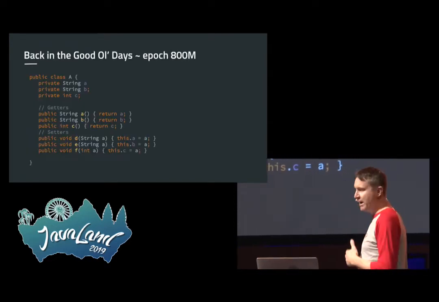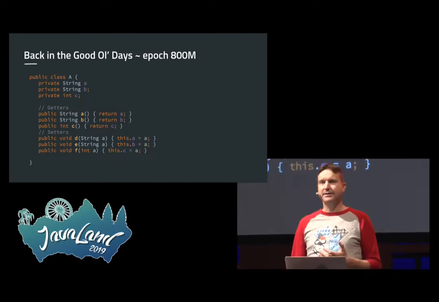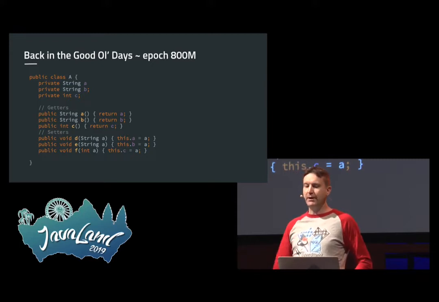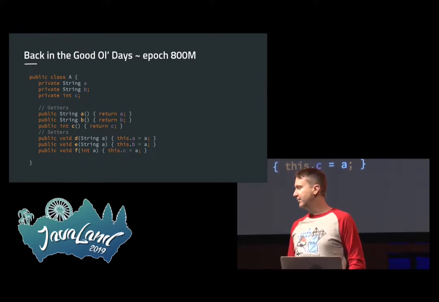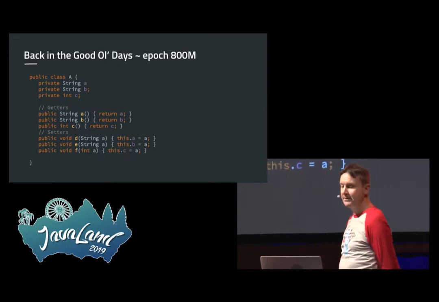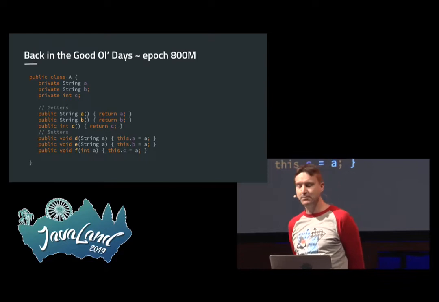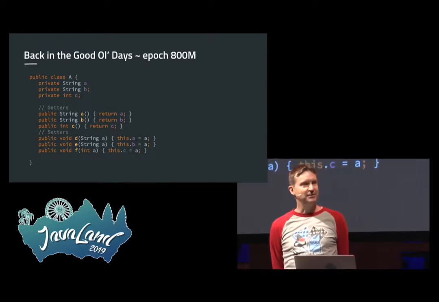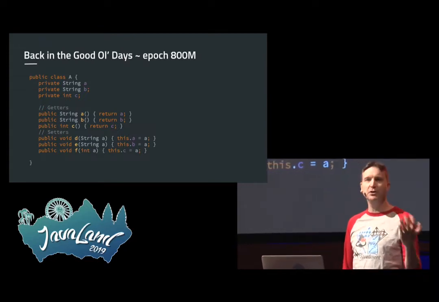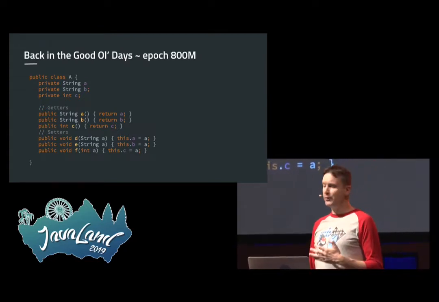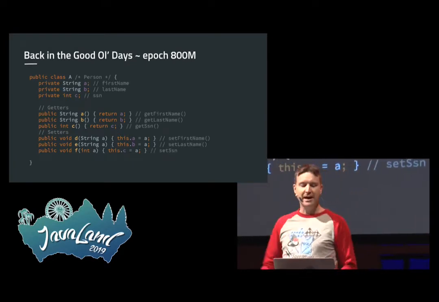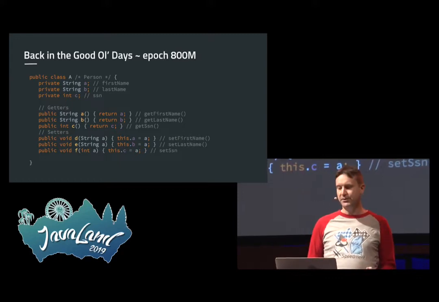So let's go back, way back to Java 1.0, and this is a kind of a class I used to work with at that time. This was around the epoch 800 million, so it was a very long time ago. So what is this really? Well, it's a POJO of some sort. We have getters and setters, and we have like 3 properties, 2 strings and an int, but we have no clue what it is. If we reveal the comments, we get some clue what it is. It's obviously a person, and we have first name, last name, and social security.